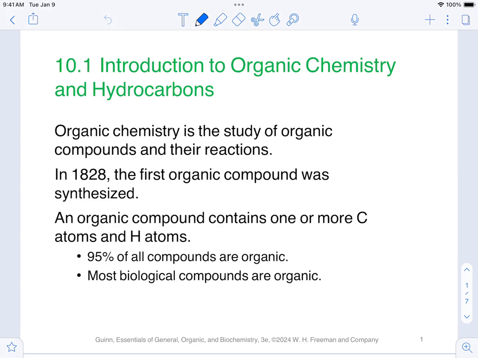This video is on an introduction to organic chemistry and hydrocarbons. Organic chemistry is the study of organic compounds. Organic compounds are compounds that contain one or more C and H atoms. So anytime we're using organic chemistry, we're going to be looking at carbon a lot. 95% of all the compounds out there are organic.